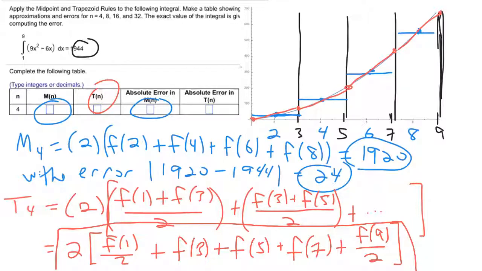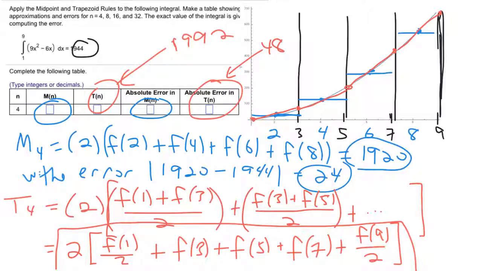And if you do that, you get 1,992 will be the answer that goes here. 1,992. And then if you see how much that differs from the exact value, remember the exact value is 1,944, that differs by 48. So that's the answer there. And just notice that the error, the absolute error for the trapezoid is twice the absolute error for the midpoint. That's what our error-bound formulas keep telling us, is that the midpoint rule has half as much error as the trapezoid rule. So that's how you would calculate M4 and T4.